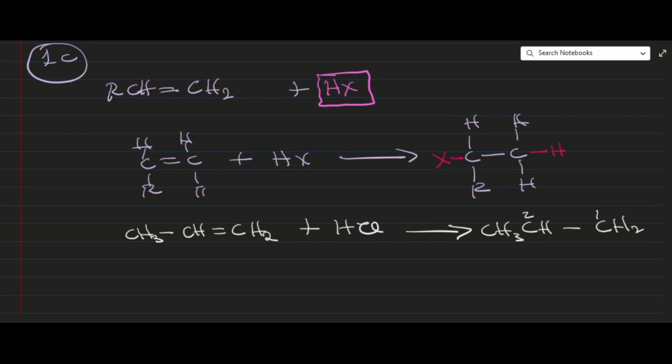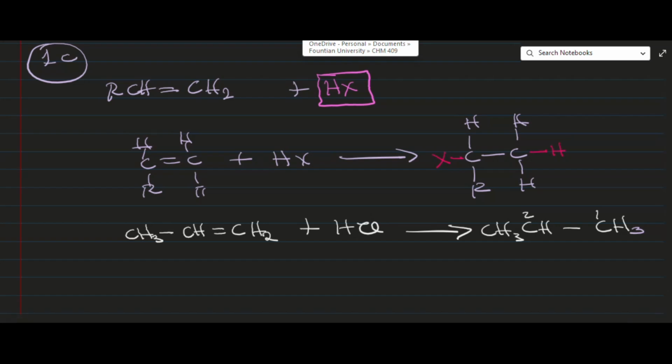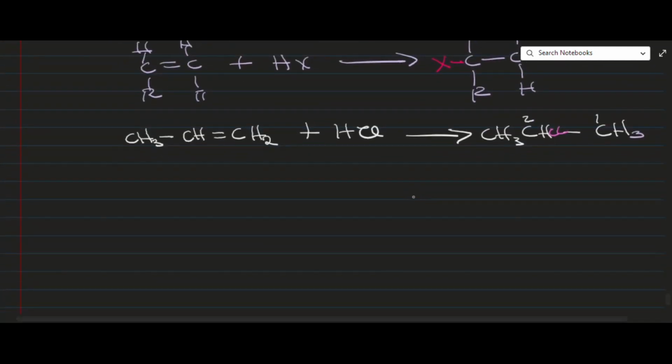So I will change this from CH2 to CH3, and then I will introduce the chlorine to the next carbon atom. It's going to be CH3CHCl. So that is how this reaction goes. Please don't forget to use your Markovnikov rule when you are talking about that.